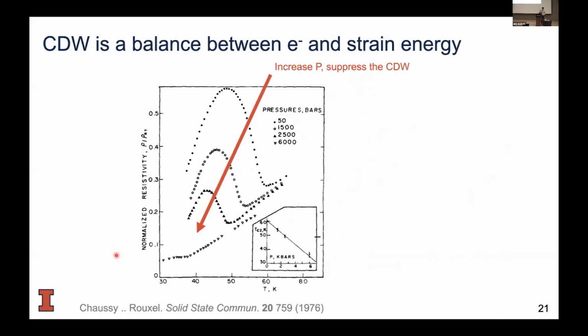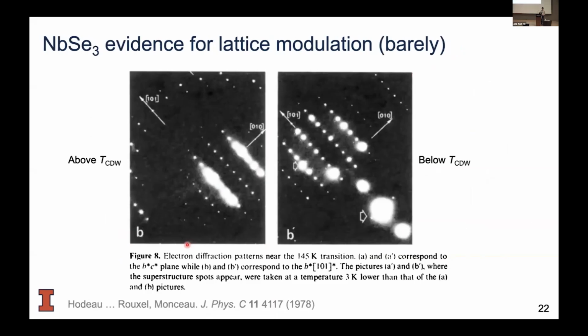If you apply pressure to it, the charge density wave goes away. So it's just like this material that, like in the title, is kind of on the verge of stability. So we can mess with it and make it go away. But we would like something where it's a little bit more robust.